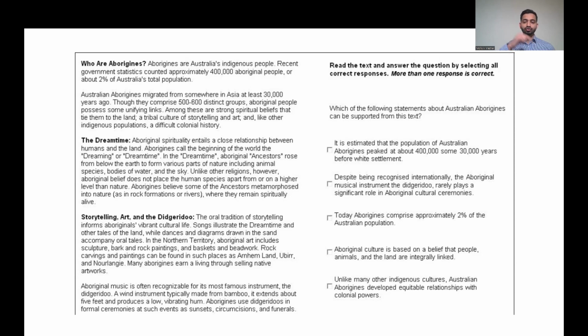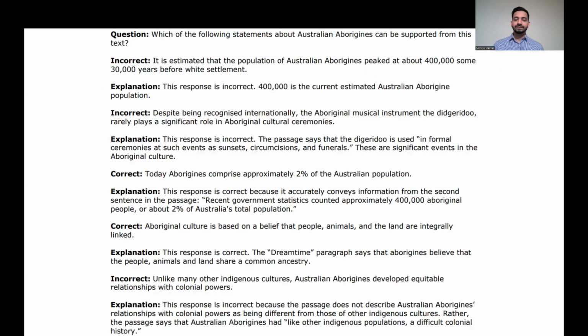Formal ceremonies, they do use it in formal ceremonies and cultural ceremonies, but in the option it says otherwise. So we can eliminate that and we can stick to options number 3 and 4. All right, let's look at some of the explanations.